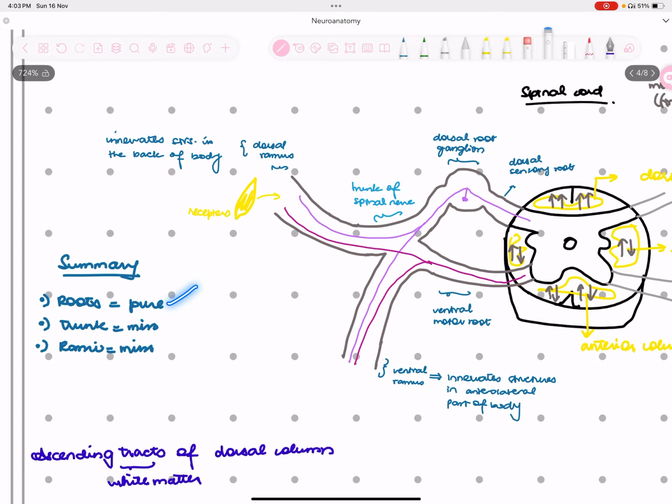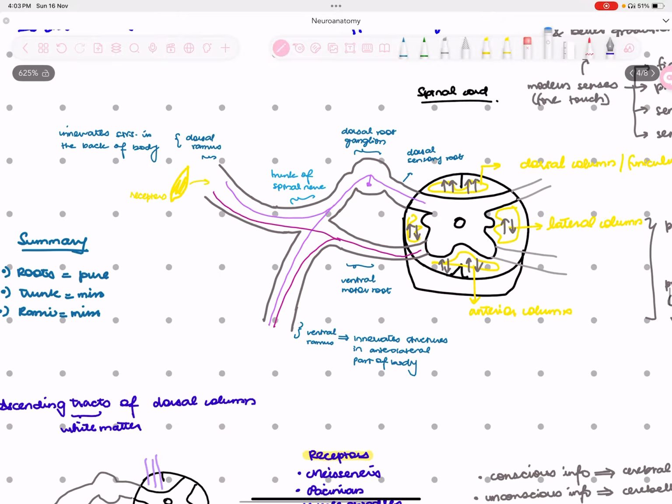The dorsal root is going to carry sensory nerve fibers, and the ventral root is going to carry the motor nerve fibers. So that needs to be on your fingertips, and you can learn this by remembering that any receptors that are bringing in the information are going to go to the dorsal root ganglion, into the dorsal sensory root, and then to the spinal cord. The trunk has a mixture of both sensory and motor, and the rami also have a mixture of both sensory and motor. Now this is clear.